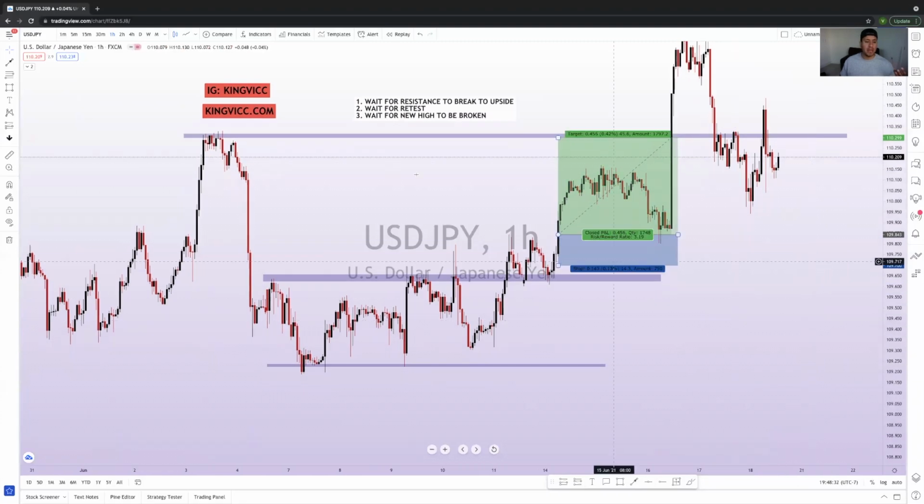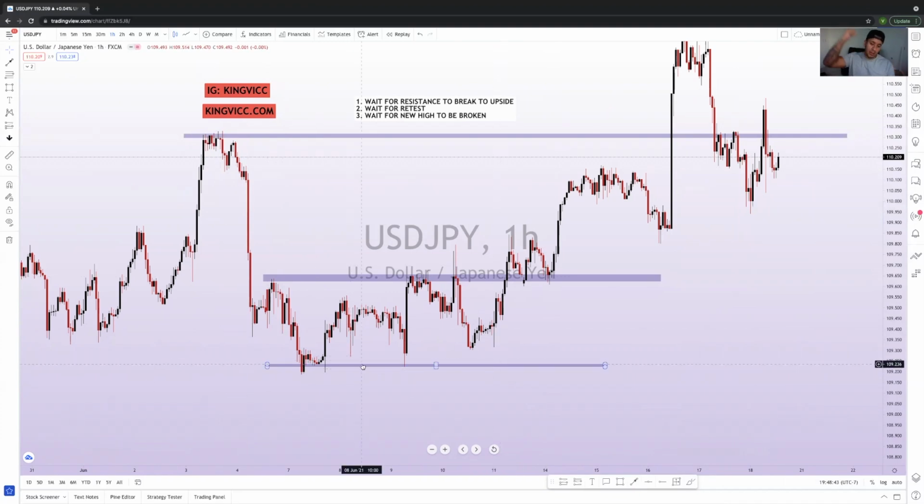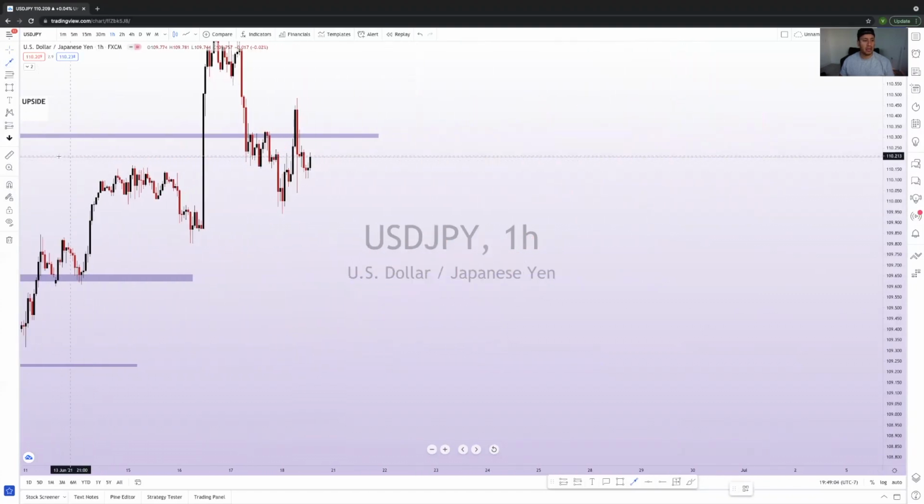So we have a higher high over here, and we have our higher low over here, also known as support, right? When I'm looking for buys, once a higher low has been formed, I look for an area of resistance to be broken to the upside. It's structure. So check this out. Let me give you guys an example.